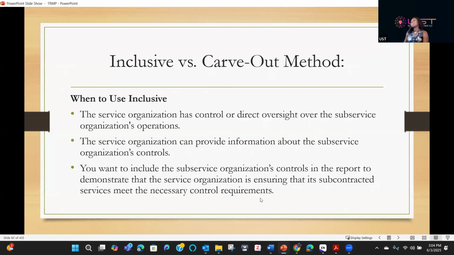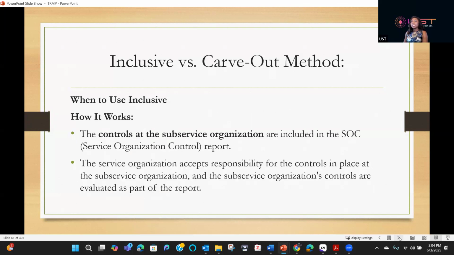But when can a service organization go for the inclusive method? First, the service organization has control or direct oversight over the sub-service organization's operations. The service organization can provide information about the sub-service organization's controls. You want to include the sub-service organization's controls in the report to demonstrate that the service organization is ensuring that its subcontracted services meet the necessary control requirements, right? And again, this is pretty clear, right? The controls at the sub-service organization are definitely included in your SOC 2 report.